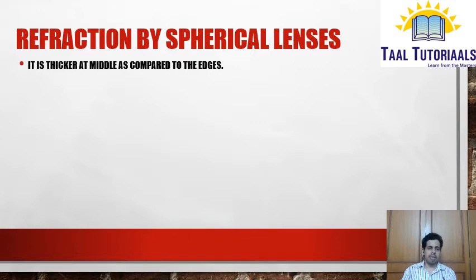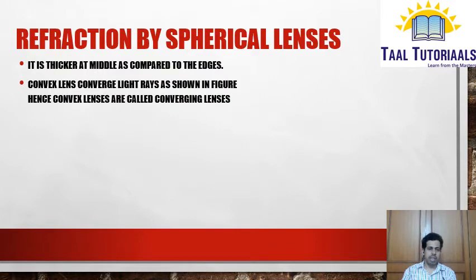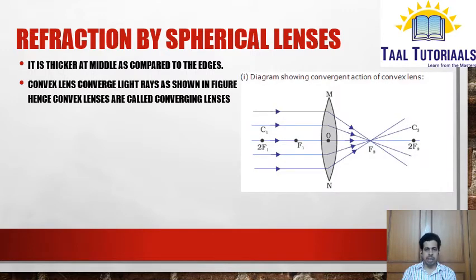It is thicker at the middle as compared to the edges. I will show you the diagram, then you will understand it. Convex lenses converge light rays as shown in the figure. Hence, convex lenses are called converging lenses. So you can observe in the figure.